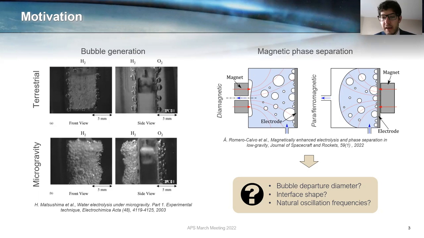However, there are some very fundamental and interesting questions to be assessed here. The first one being, what is the bubble departure diameter in the presence of a magnetic force? What is the shape of the interface? And which are the natural oscillation frequencies of these systems? And that is important because if we know the oscillation frequencies, we can also excite the detachment of bubbles by means, for instance, of electric fields.